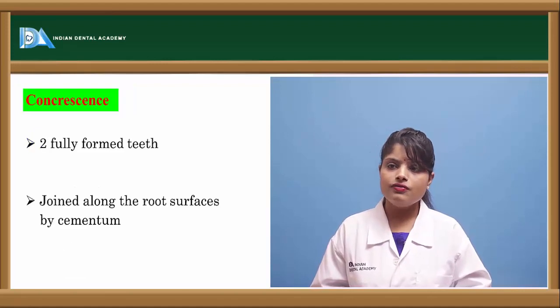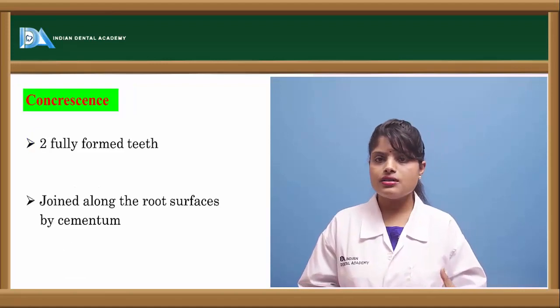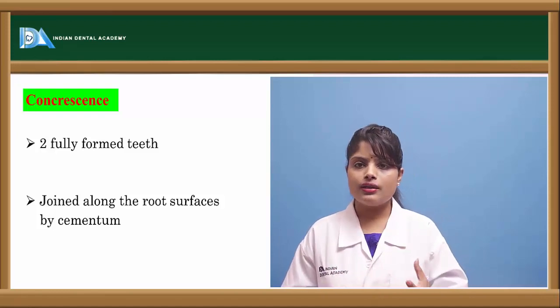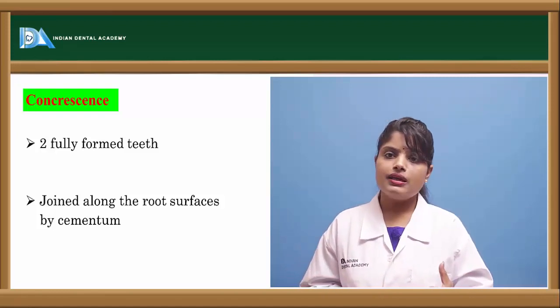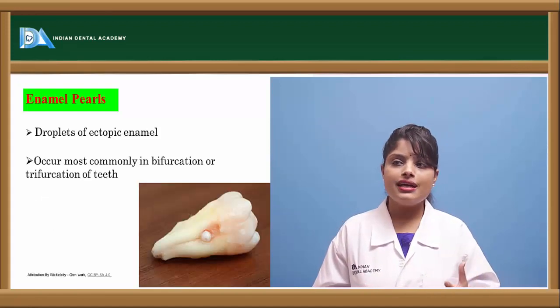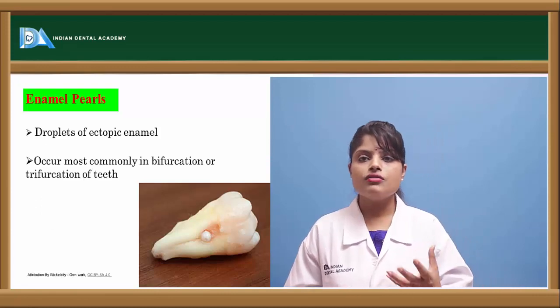Such are the features of concrescence. In concrescence, generally the roots of two teeth are fused together. So such a tooth should be carefully extracted. If they need extraction, the dentist should be very careful while extracting such teeth.